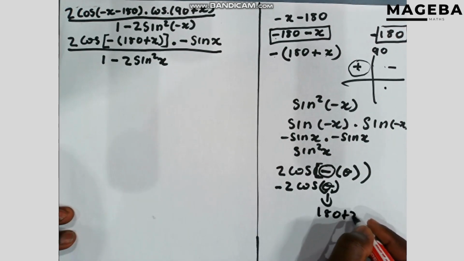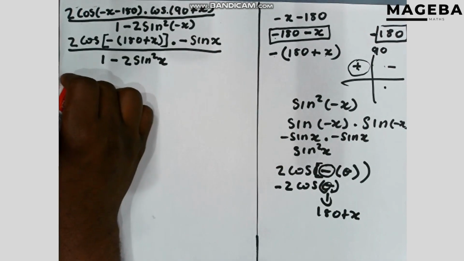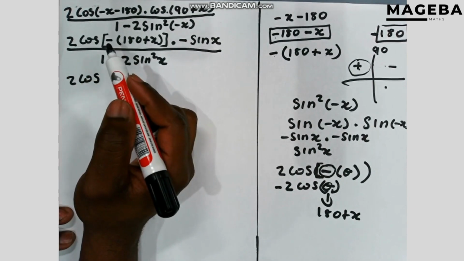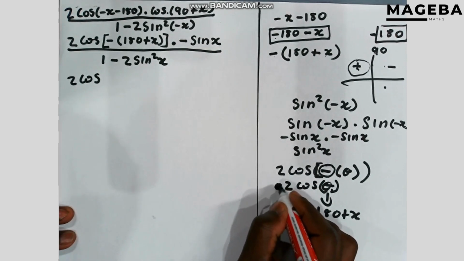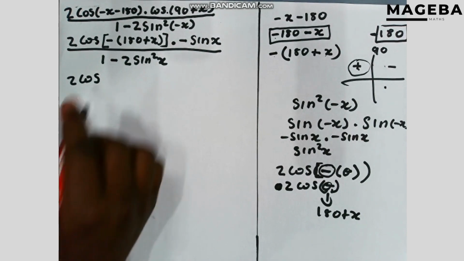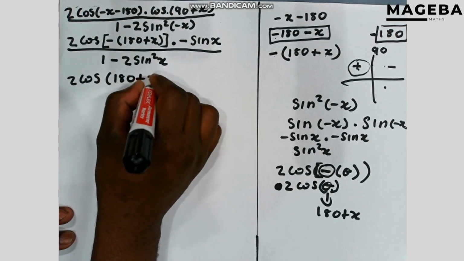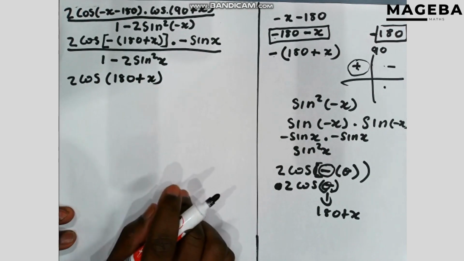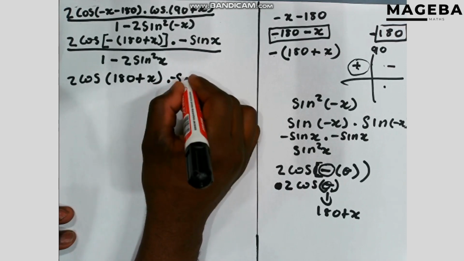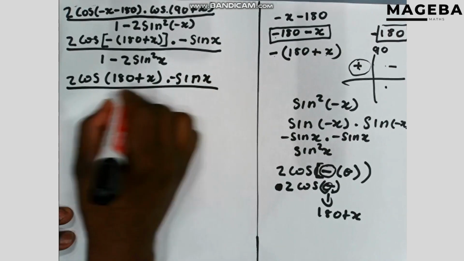So we're just going to use the same thing that we did here. It's going to be 2 cos. Okay, cos of a negative angle, it's not negative, it's positive, sorry. Cos of a negative angle is positive. So we're going to come back with 180 plus x. What about this cos of a negative angle? It's positive. Then come with sine, this negative sine x, all over.